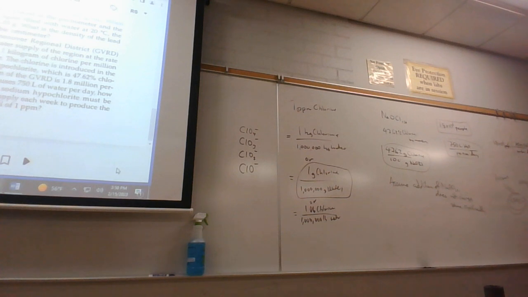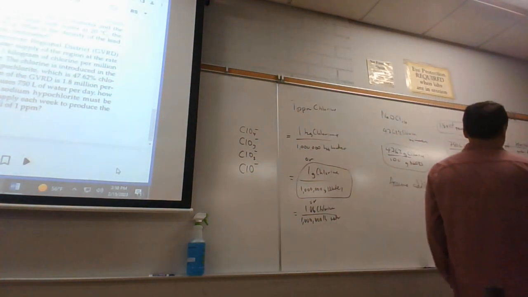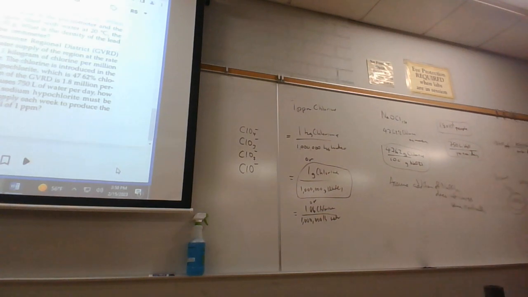But I don't want it per day, I want it per week. And so let's get rid of days next. And so we know that there are 7 days in a week. And so the days cancel, and that gives me kilograms of sodium hypochlorite per week. And that's what they want. So let's go ahead and calculate this.